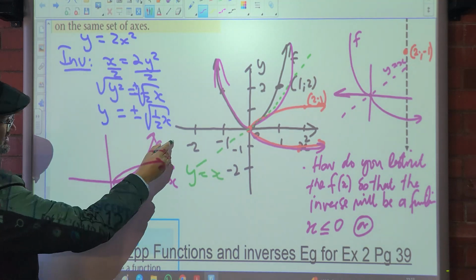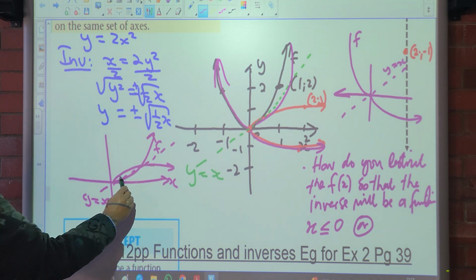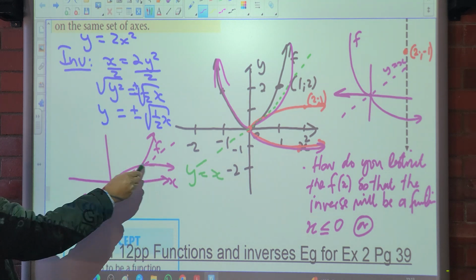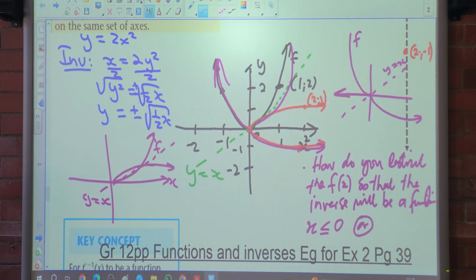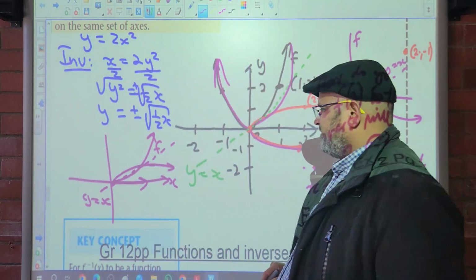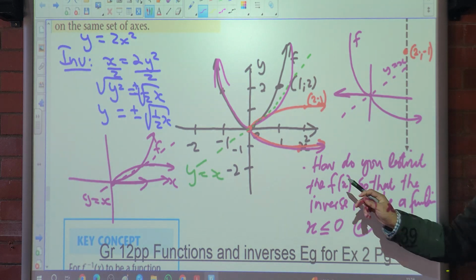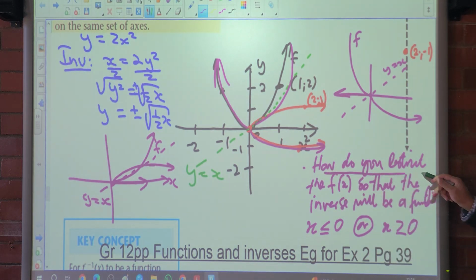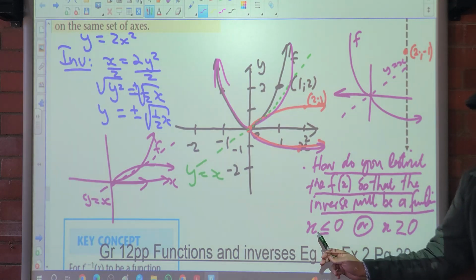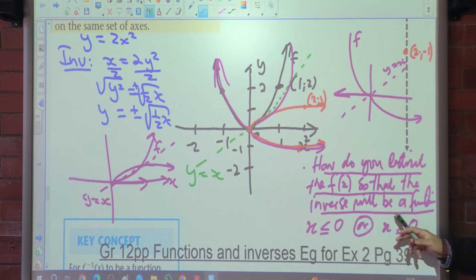Okay, so it's the y is equal to x graph coming through here. So is the inverse a function? Yes, it passes the vertical line test. So in other words, this is where x is more than or equal to 0. Okay, so again, how would you restrict the function so that the inverse will be a function? We'll restrict it by saying x is less than or equal to 0, or x is more than or equal to 0.